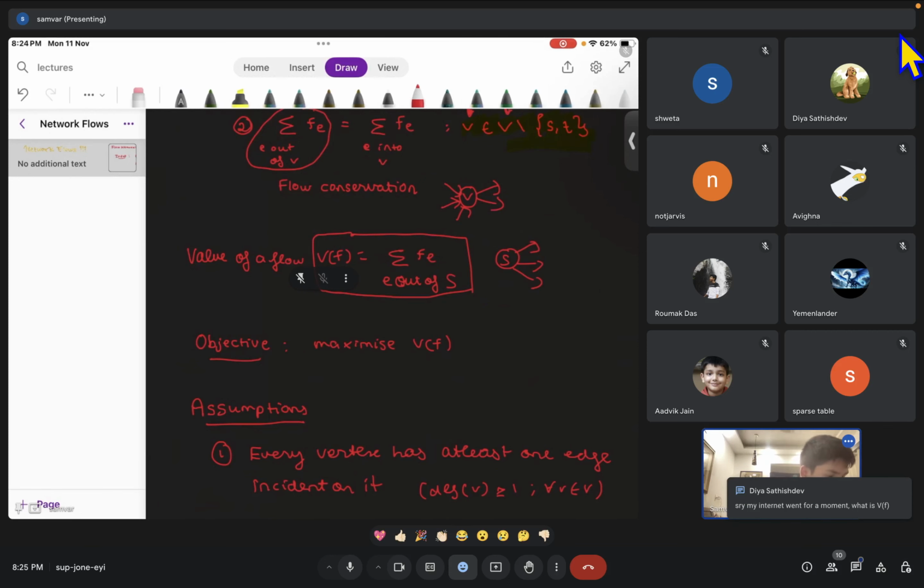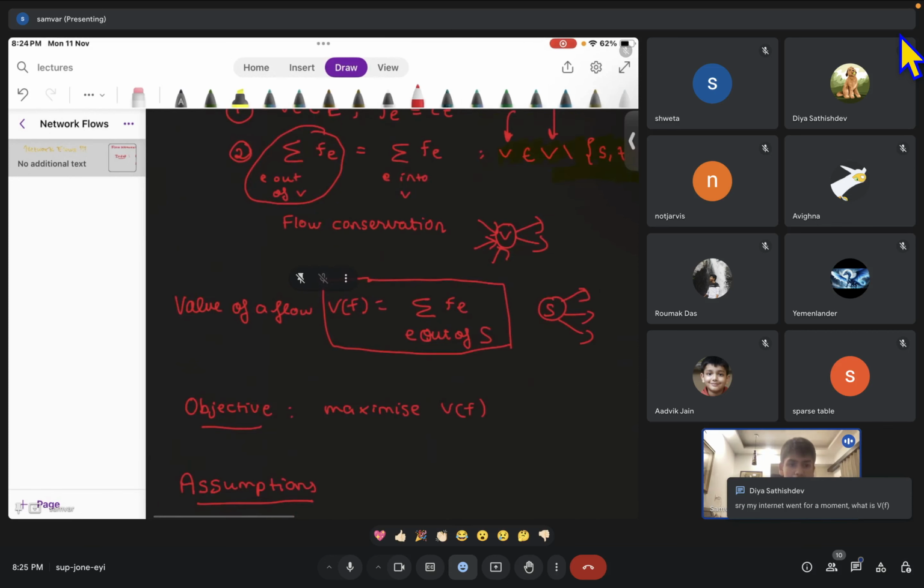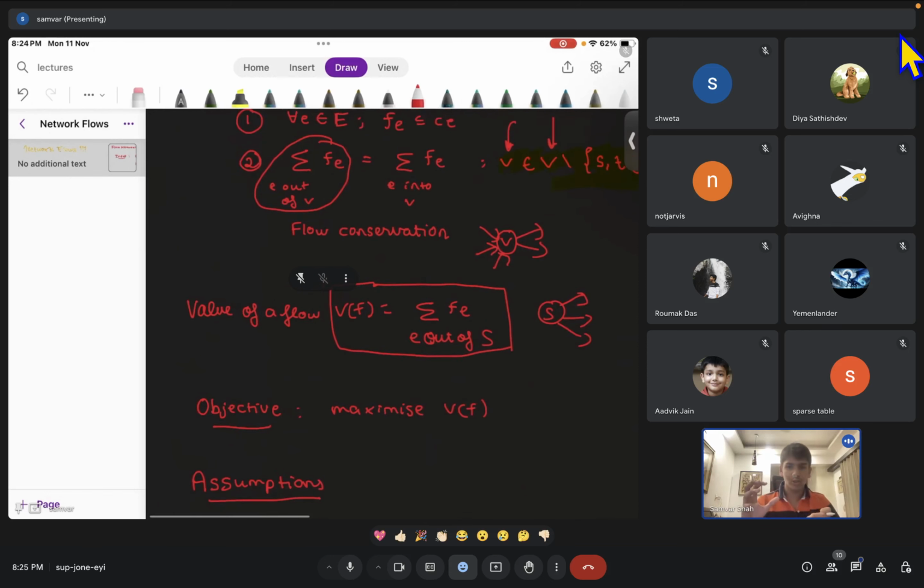Okay, yeah, sure. So Vf is the value of the flow, and so in your flow network you will have a source, and the source will have edges coming out of it. So the sum of the flows which we push through each of these edges from the source is the value of the flow. Does that make sense?